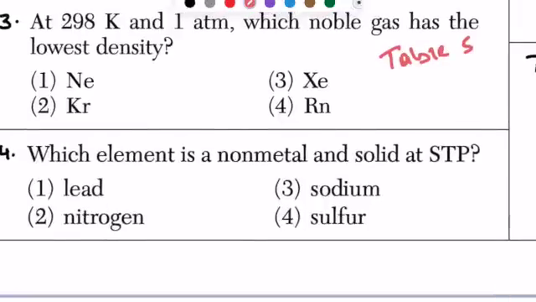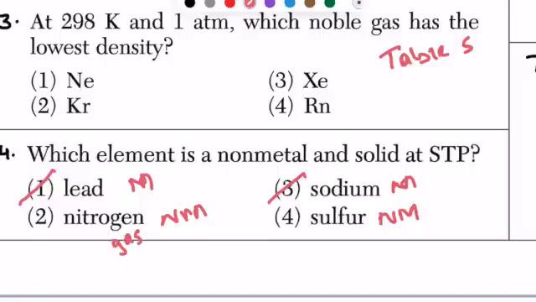So first of all, let's identify your non-metal. So lead is a metal, not your answer. Nitrogen is a non-metal. Then sodium is a metal, so that is not your answer. And sulfur is a non-metal. So out of nitrogen and sulfur, we actually do already know that nitrogen is a gas, so that is not going to be your answer. So in this case, this is sulfur.